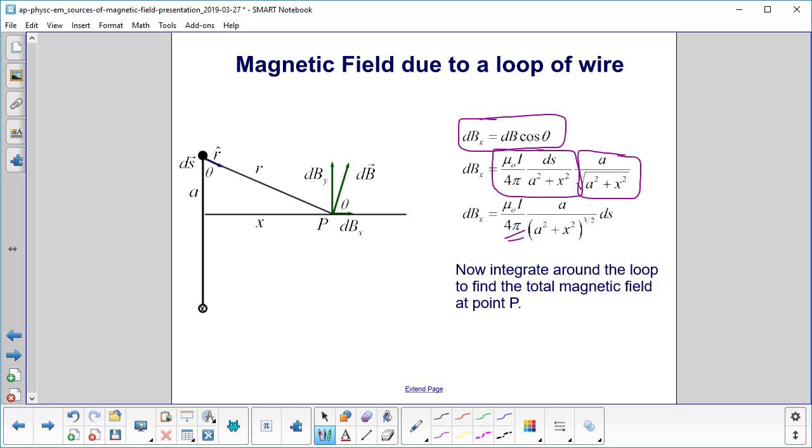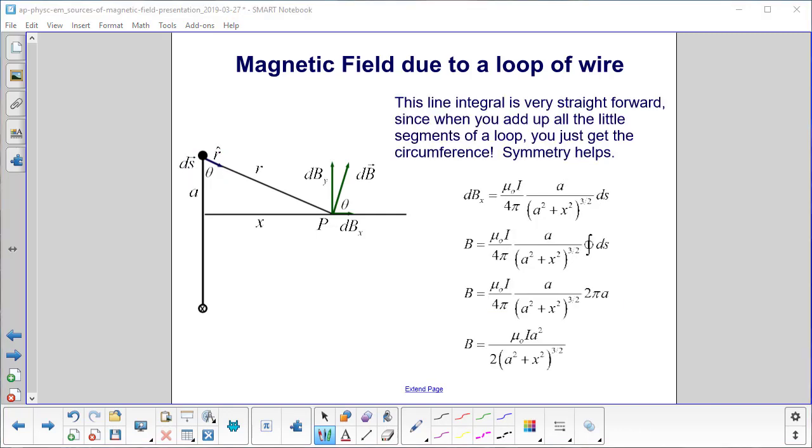Now we're ready to integrate around the loop to find the total magnetic field due to all the little pieces of current, ds. This line integral is actually very straightforward, because when you add up all the little segments of a loop, you just get its circumference. That's where the symmetry comes in.